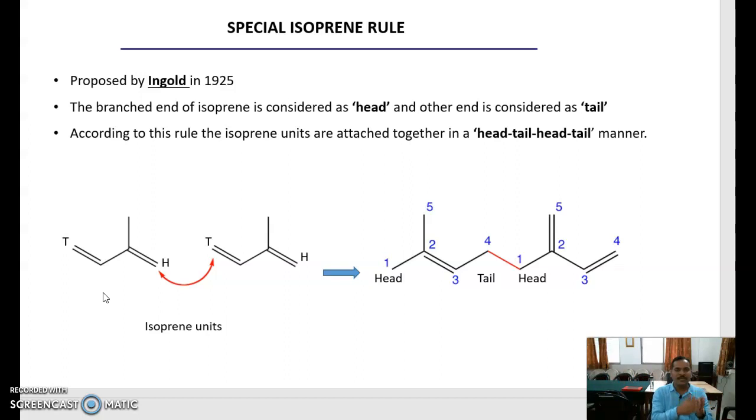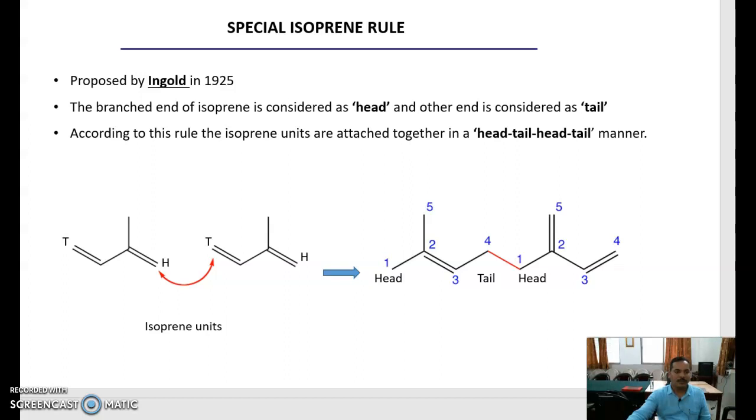In this way, there is a head-tail type of arrangement, and there is a formation of terpenoids by joining all these isoprene units. This is known as the special isoprene rule, and that is given by the scientist Ingold in 1925. So this is all about the special isoprene rule.